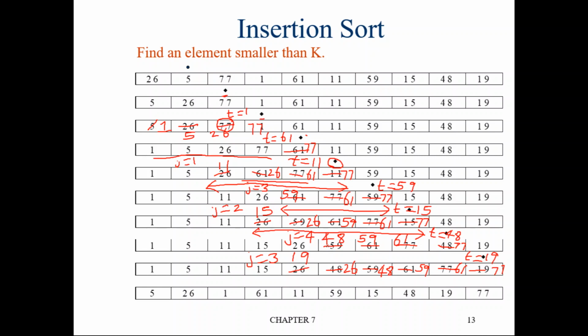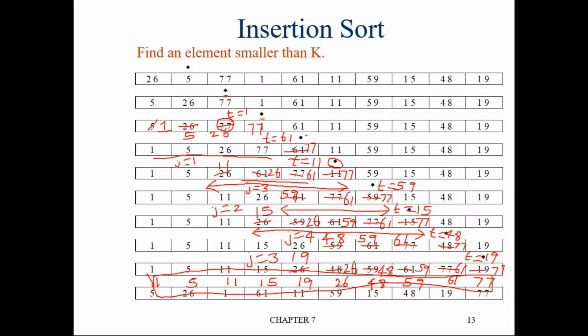So on and so forth, it continues. Okay. So this is how the algorithm works, right? Here I think they are not showing the full list. Okay. So at this point I think it is sorted, right? At this point you will get 1, 5, 11, 15, 19, 26, 48, 59, 61 and 77. Okay. So this is actually the sorted list, right?